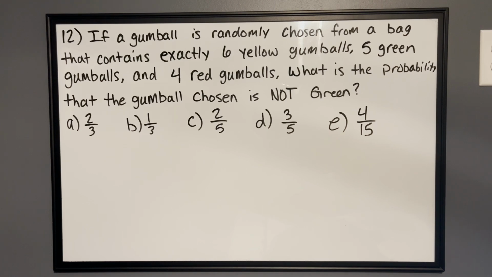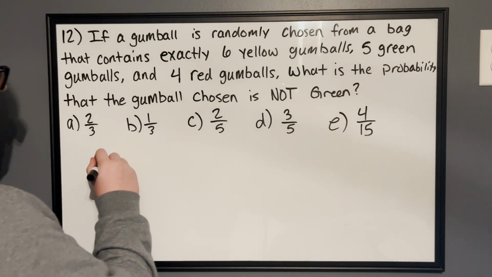It says if a gumball is randomly chosen from a bag that contains exactly 6 yellow gumballs, 5 green gumballs, and 4 red gumballs, what is the probability that the gumball chosen is not green? So to figure this out, we need to figure out what the total number of gumballs in the bag is, and then figure out how many are not green. And when we divide those, that will be our probability.